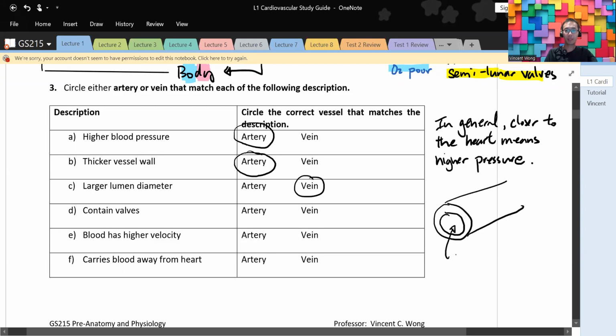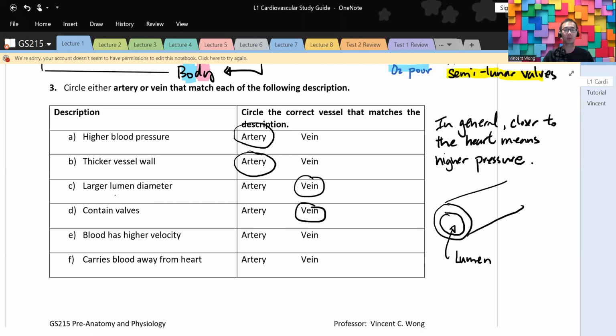And that here would be the lumen. And veins would have a larger lumen. Okay. Veins, they also have valves. The valves help prevent backflow. It helps the blood to return to the heart, as we will see in a bit.